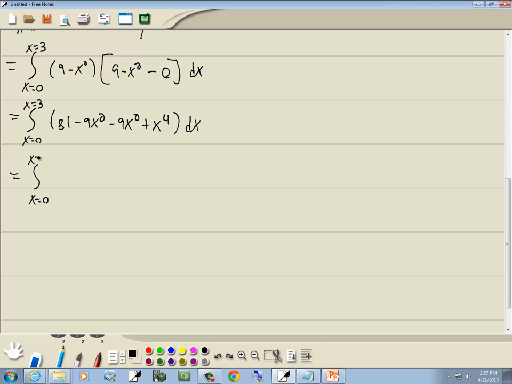Which gives us the integral from x equals 0 to x equals 3 of 81 minus 9x squared minus 18x squared plus x to the fourth dx. And now we're going to integrate with respect to x. So I'm going to have 81x minus 18 times, add 1 to our power, divide by our new power. So we've got 1/3 x to the third, plus add 1 to our power, divide by our new power, so 1/5 x to the fifth.